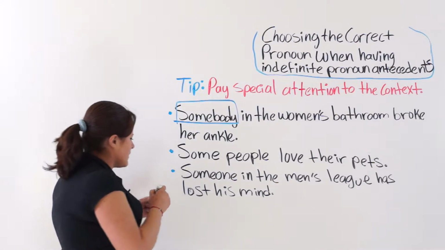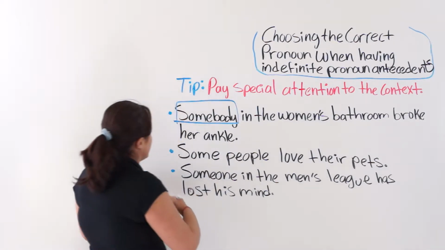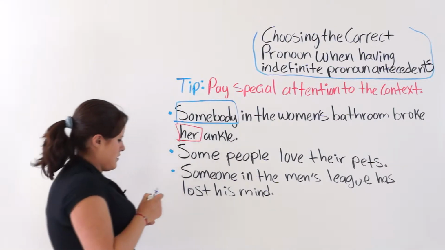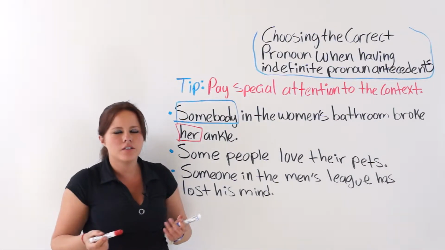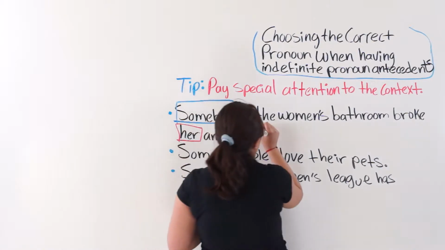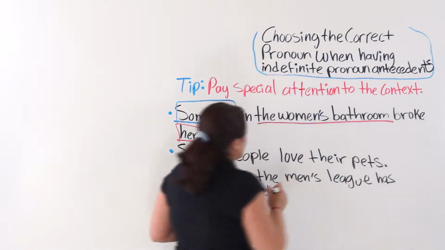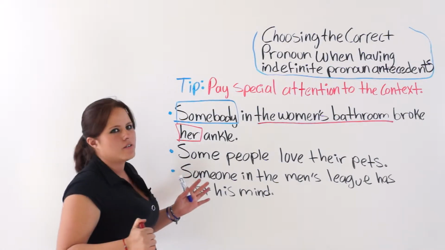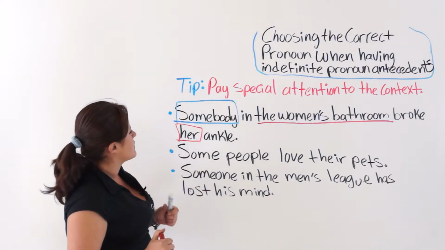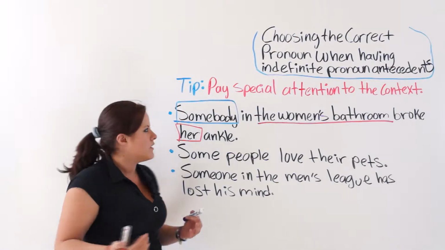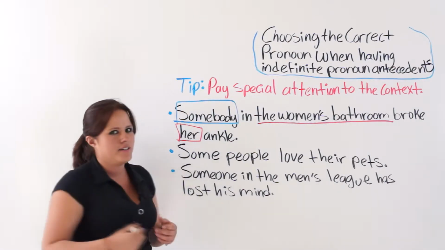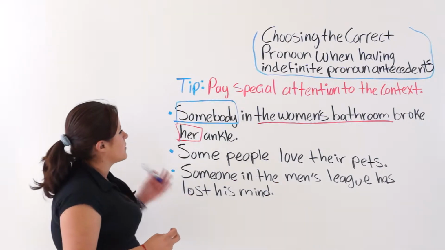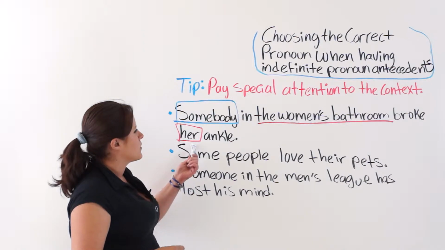Why did I choose this pronoun here? A feminine pronoun. Why? Because we are talking about the women's bathroom. So we must use a feminine pronoun to describe somebody. Why? Because I really doubt that a man can be in the women's bathroom. So somebody in the women's bathroom broke her ankle.